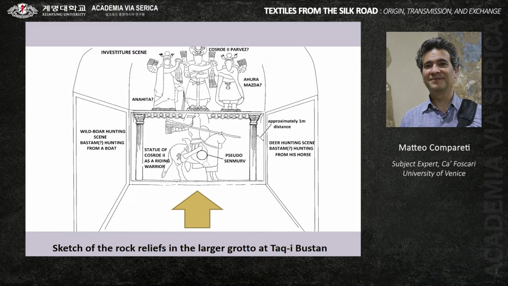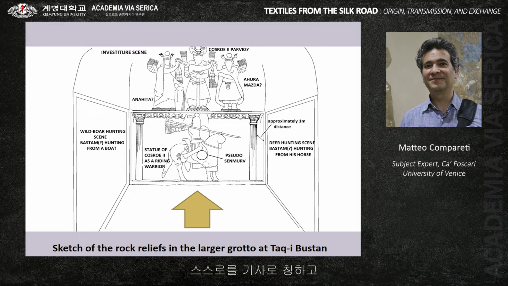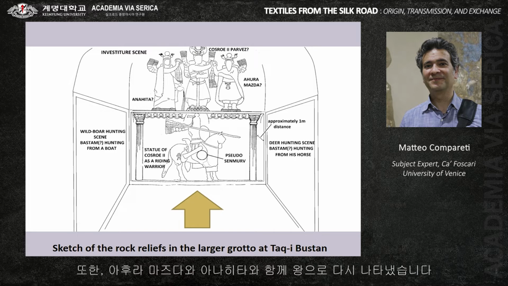Anyway, first stage, we have the 3 hunting panels. Second stage, Khosrow decided to destroy the central one, and then he represents himself as a knight, as a warrior, covered with an armor, sitting on his horse, and then above, again, the king with Ahura Mazda and Anahita.